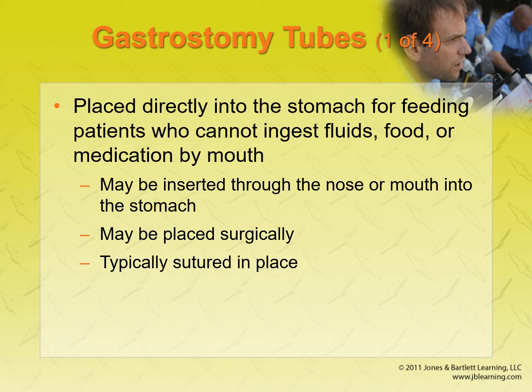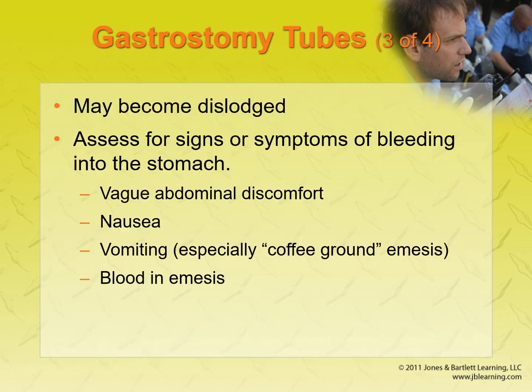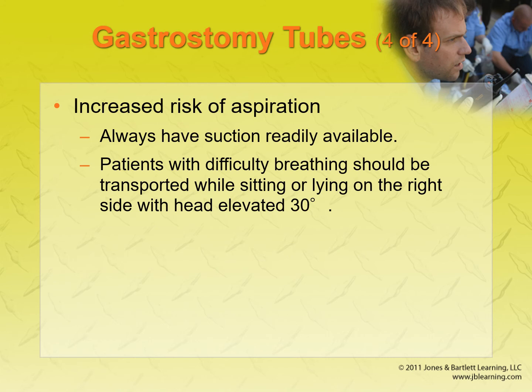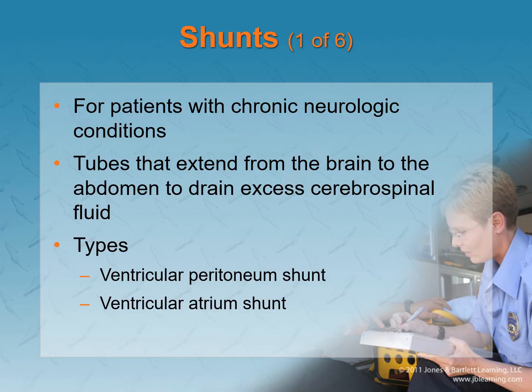Gastrostomy tube, it's directly into the stomach for feeding, for people who cannot ingest anything by the mouth. It may become dislodged, and you're looking for signs and symptoms that maybe something is wrong, especially vomiting, and vomiting up blood is a pretty good sign that maybe something is wrong with the stomach. And there's also an increased risk of aspiration, right? Because they vomit, they get it in, now they're in trouble.